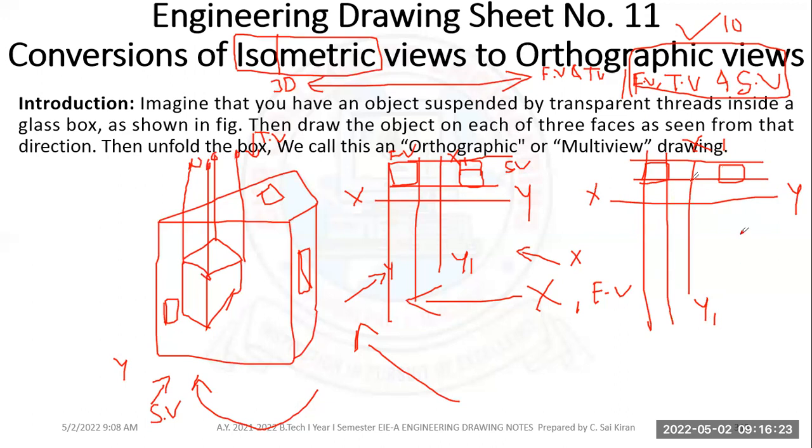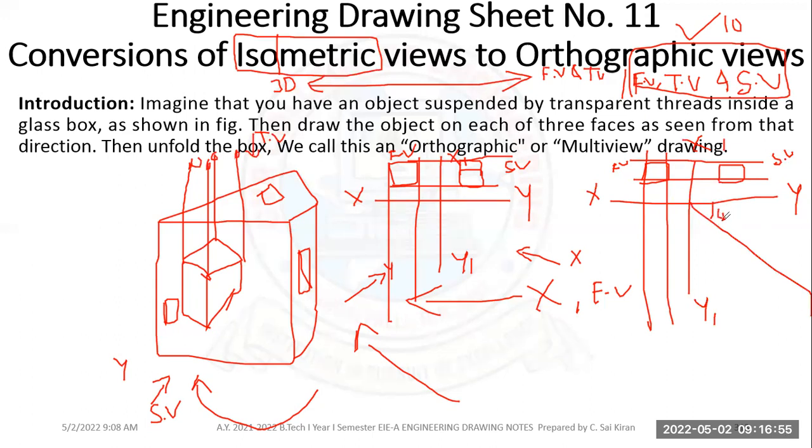Okay, so above the XY line will be your front view, and on the right side of your XY line, the X1 Y1 line, you will have the side view. And there are two methods. The first method, which is the easiest method if you don't have any compass, or if your compass radius is too long and you are unable to draw the arc, is this: you have to take an inclination of 45 degrees.